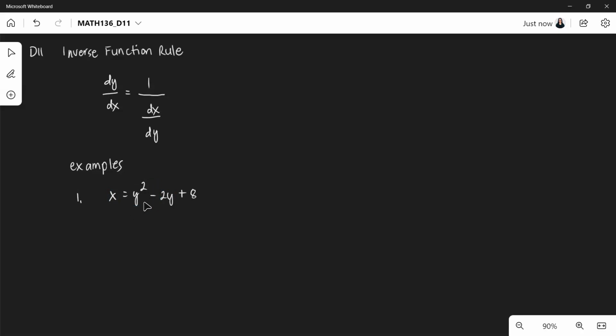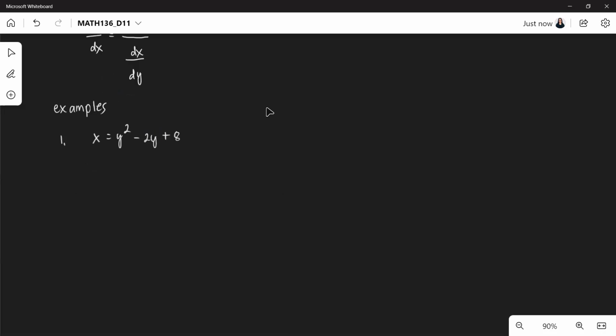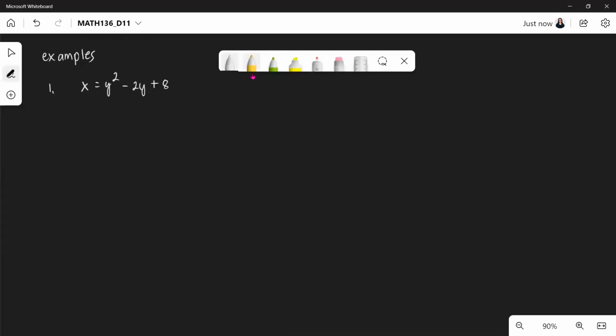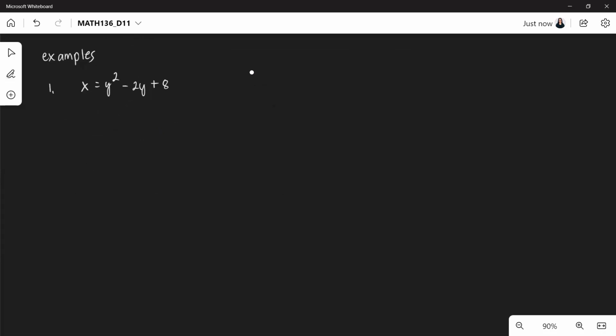So instead of differentiating this with respect to x, we are going to differentiate this with respect to y. Then just get the reciprocal of the derivative of x with respect to y, so that our answer would be the derivative of y with respect to x. So use the differentiation rules. We are just interchanging the variables x and y.